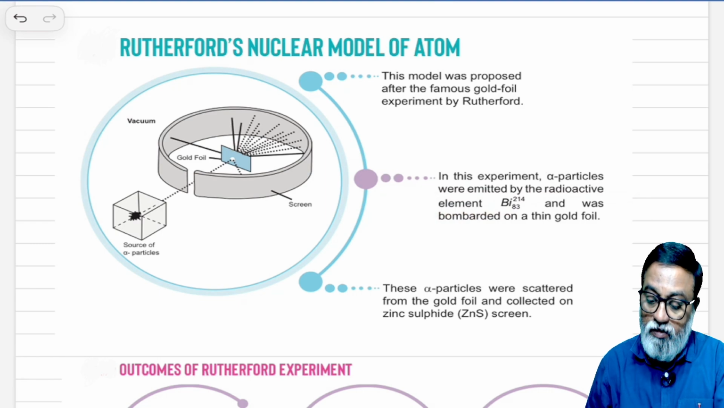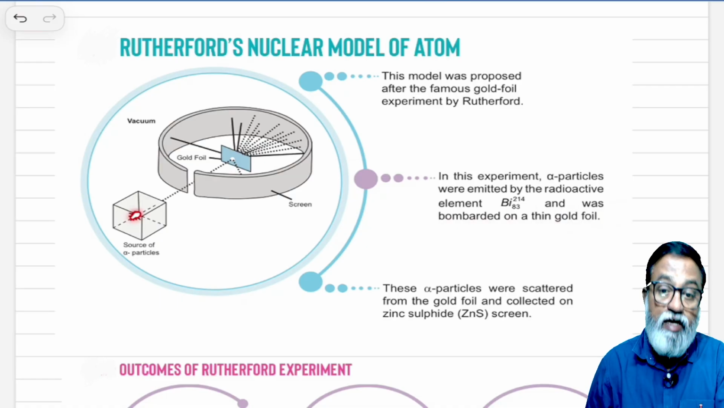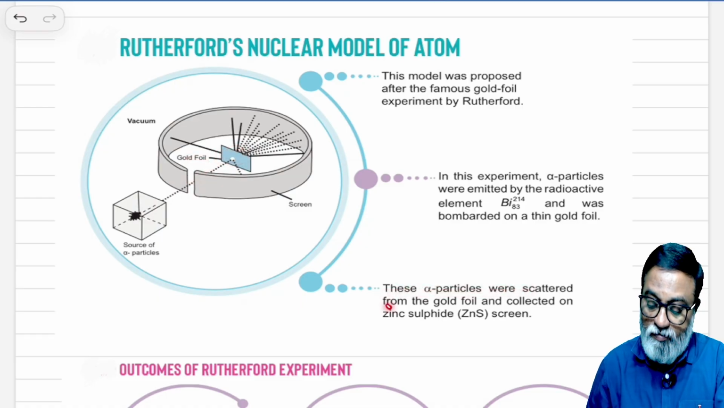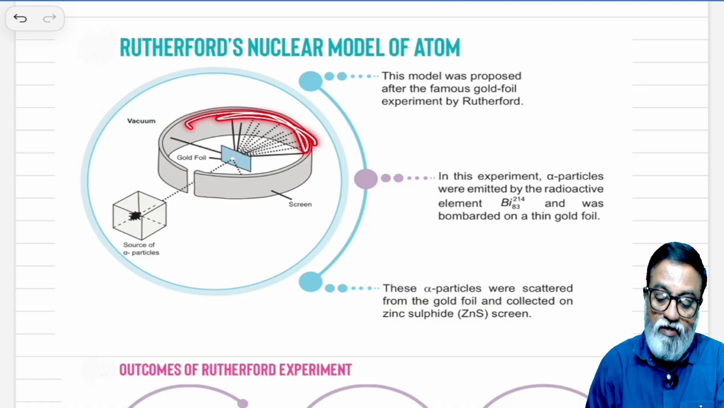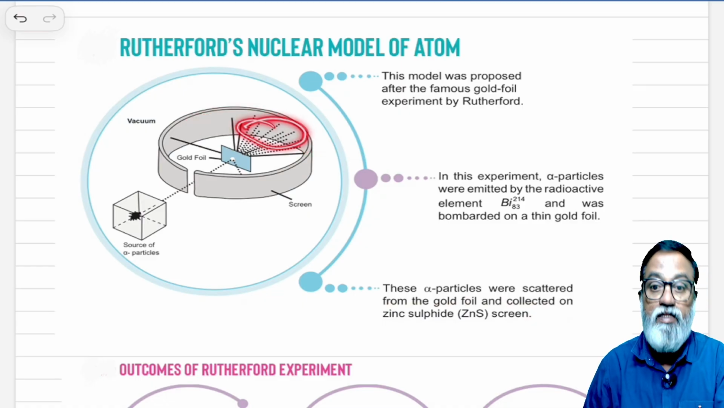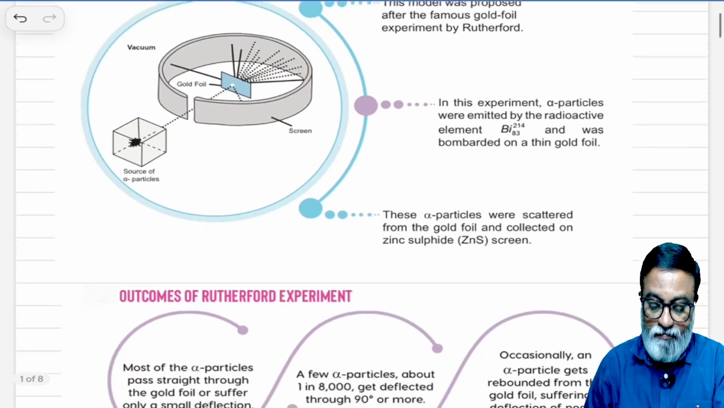This is Bi 214 by 83, and it was bombarded on a thin gold foil. This is the radioactive source. From this, alpha particles are emitted. These alpha particles are incident on a gold foil. These alpha particles are scattered from the gold foil and collected on the zinc sulfide screen. This is a zinc sulfide screen. We can collect those alpha particles on that zinc sulfide screen.